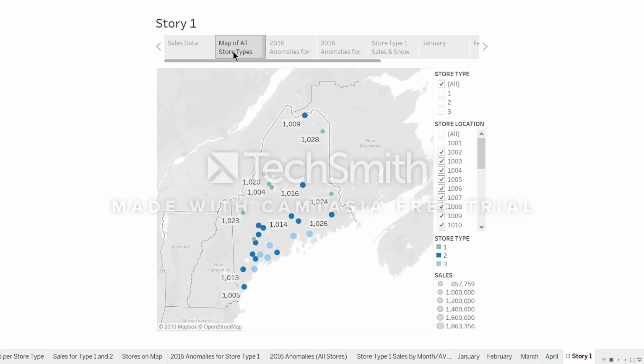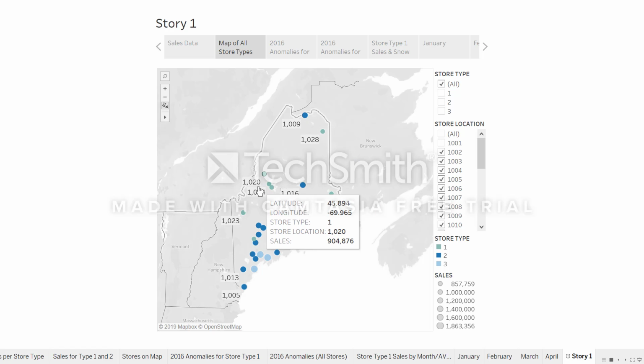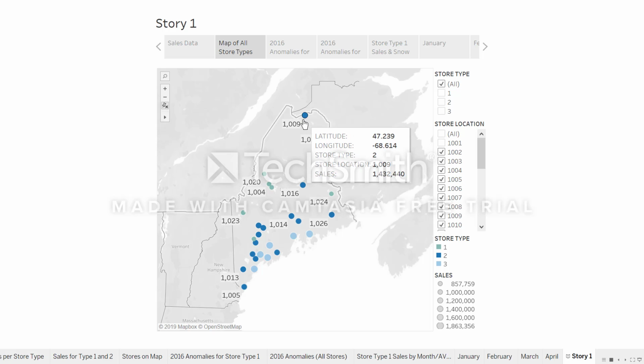Then we used Tableau's map feature, in which we were able to put in the latitude and longitude to spot where the locations are. And that was interesting because by color coding the store types, we were able to see right away that store 1009, which was classified as store type 2, mainly mid-Maine, should be considered store type 1 because it's northern Maine.